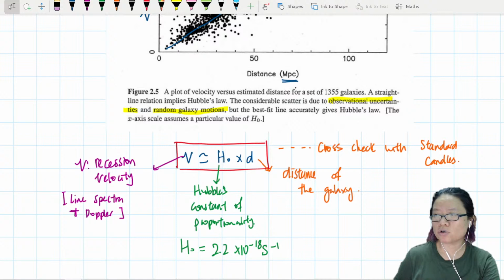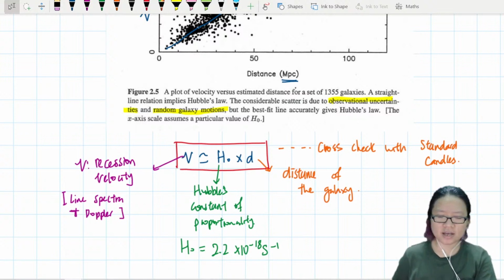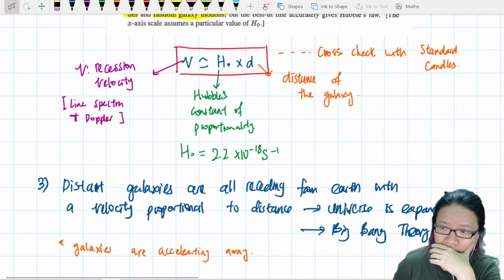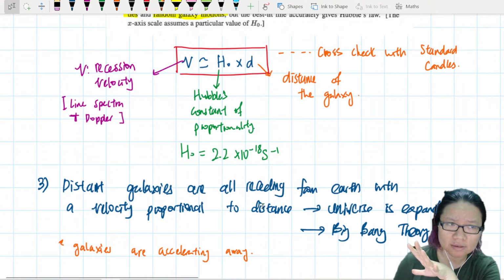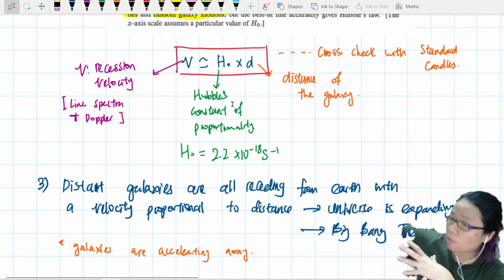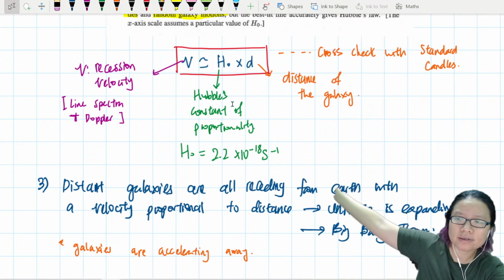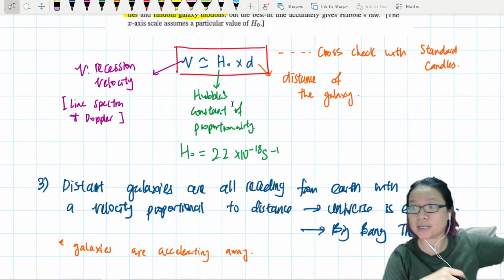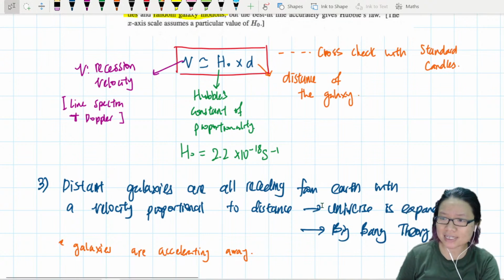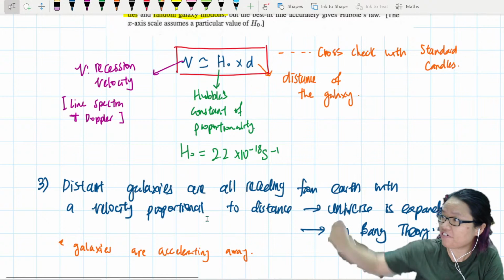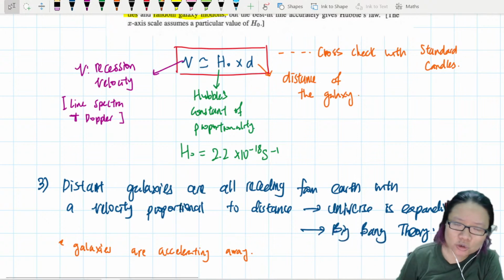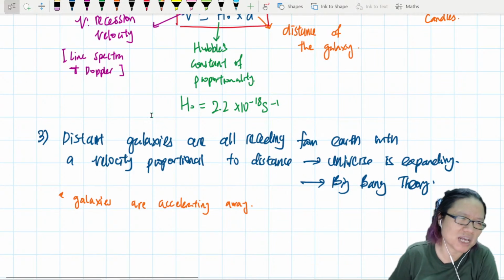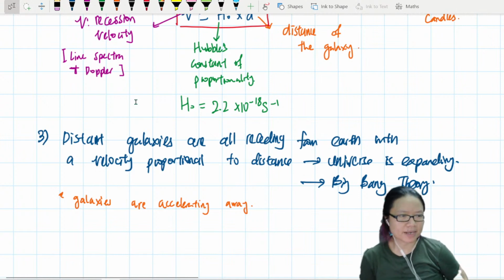Okay. So from this, we can say that the galaxies are all receding away from Earth with a velocity that is proportional to distance, which means the further away you are from Earth, the faster you are running away from Earth. That means the galaxy is accelerating away from us. The further away the galaxy, the faster they run. So distant galaxies are receding with a velocity proportional to distance. You are further, you run even faster. This shows us that the universe is expanding and gives us evidence for Big Bang theory. So they may actually ask you to explain this, and that the galaxies are accelerating away.